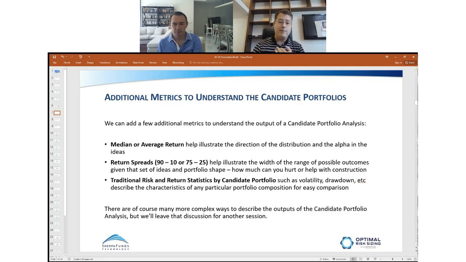So the first one we'll talk about is simply, out of this distribution of possible candidate portfolios, what's the median or the average portfolio return? This is going to give us an idea of the direction of possible outcomes and whether or not there is potentially positive alpha in the ideas.